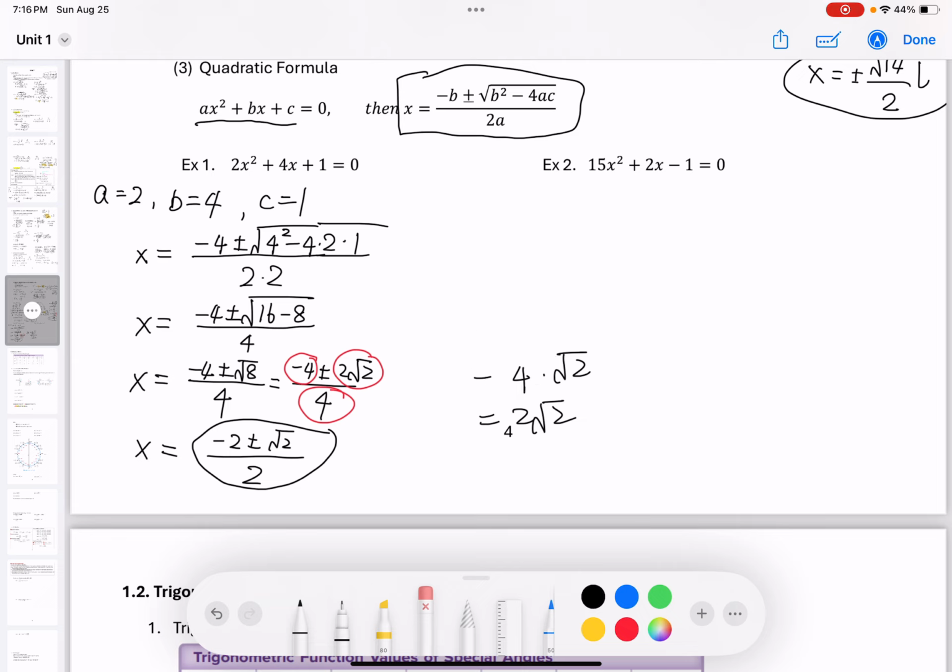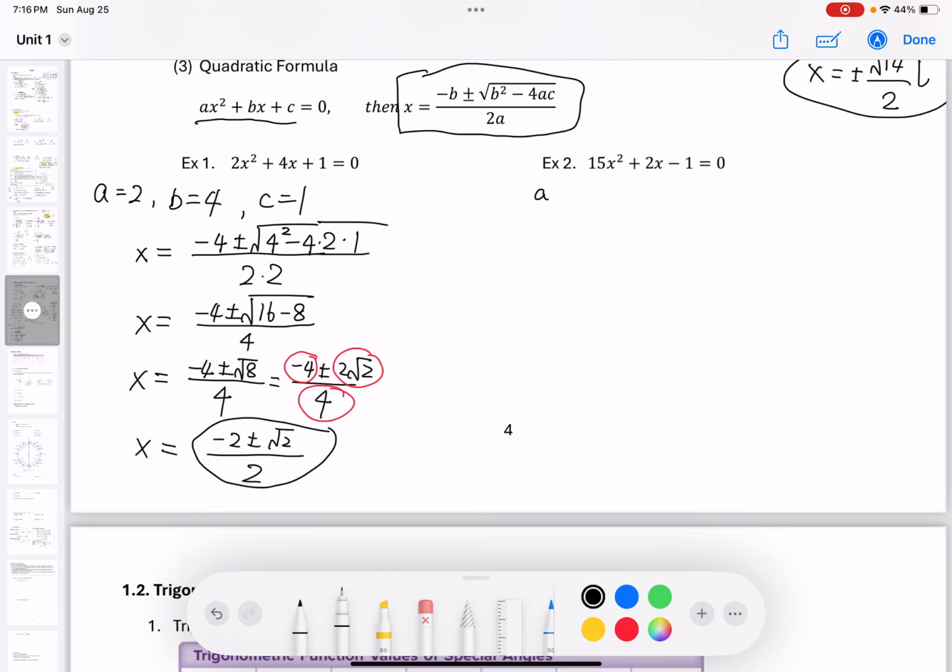Okay, let's see the next example. Let's use the quadratic formula to rescue my x. So a is 15, b is 2, c is -1. Sometimes the question is tricky. They reorder the question. They say 2x plus 15x minus 1 is equal to 15x squared minus 1. Now I cannot say a is 2. a is still 15. We need to convert it to ax squared plus bx plus c equal to 0. Okay, I'm a little bit tedious.